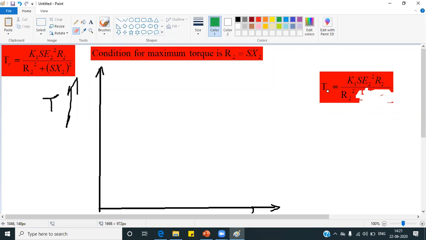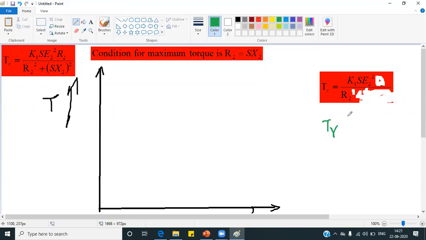Now what do you have? You have only R2 square. So this R2 and this R2 square, the square gets cancelled and here R2 will also get cancelled. Now you see what is remaining.